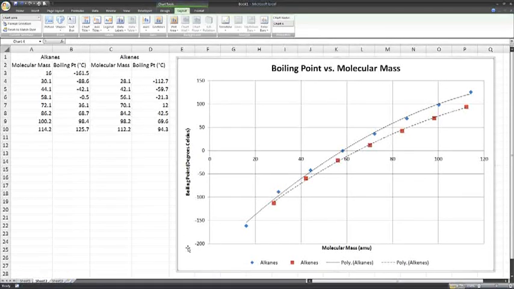So that shows us how we can do graphs that aren't straight lines, and where we're plotting more than one set of data on the same graph.